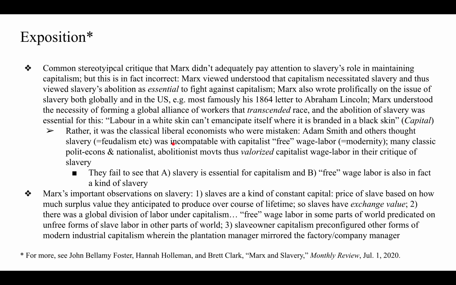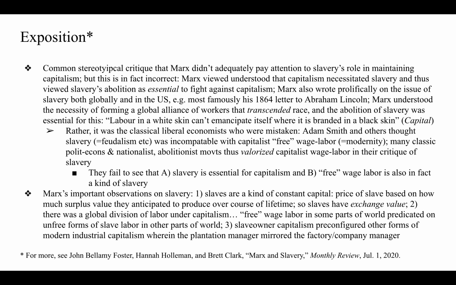And so it's not Marx that was mistaken in his views of slavery, but it was rather the classical liberal political economists themselves who did not accurately perceive the connections between slavery and capitalism. Adam Smith and others thought that slavery, which they equated to earlier pre-capitalist modes of production, or kind of feudal modes of production, was incompatible with capitalist, quote, free wage labor, which they thought was more modern.